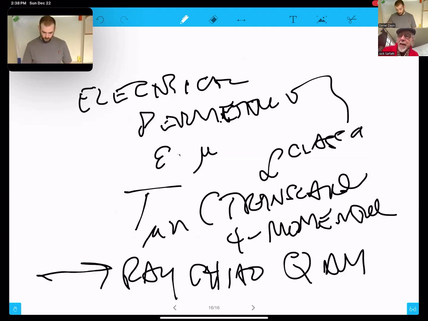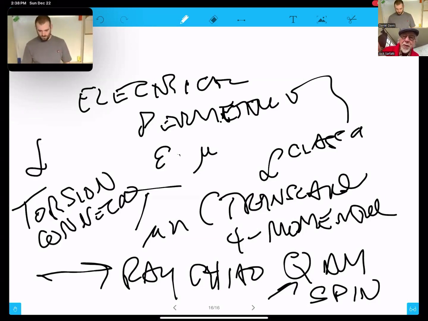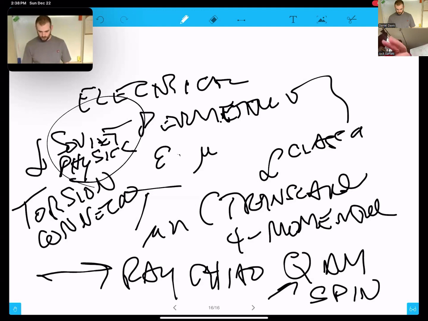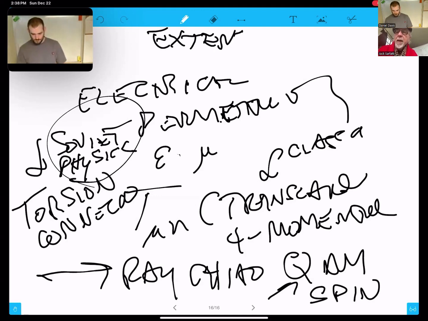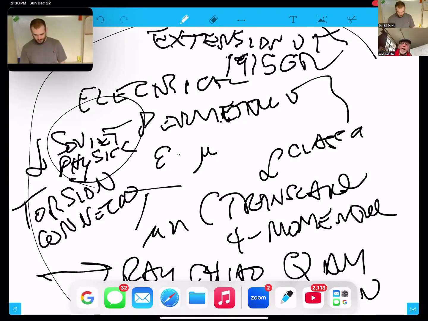Ray Chow is quantum, and that comes from the electron spin, and that involves something called torsion fields, what's called the torsion connection, and that goes back to the Soviets. We had Soviet physics. We were actually working with some of these guys. So that's a whole addition, an extension of 1915 GR. So that's a whole other thing, and this is why we have to work with the Russians.